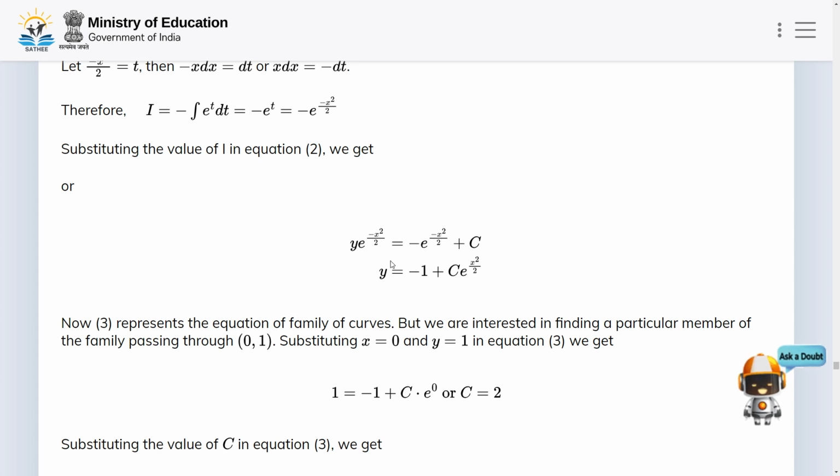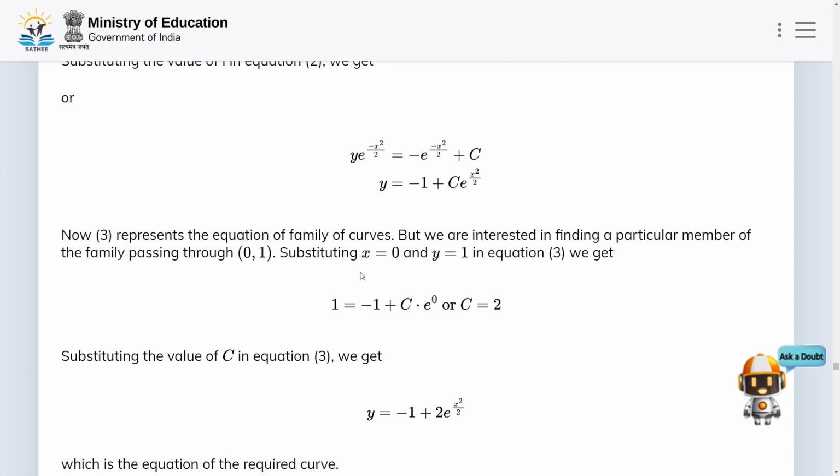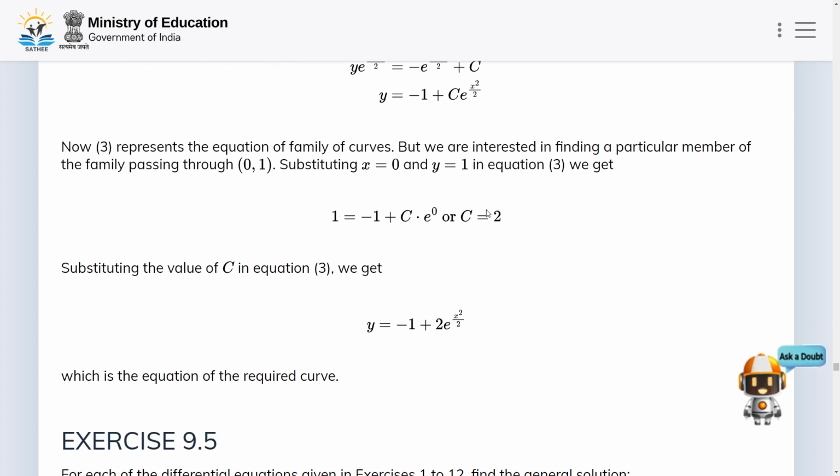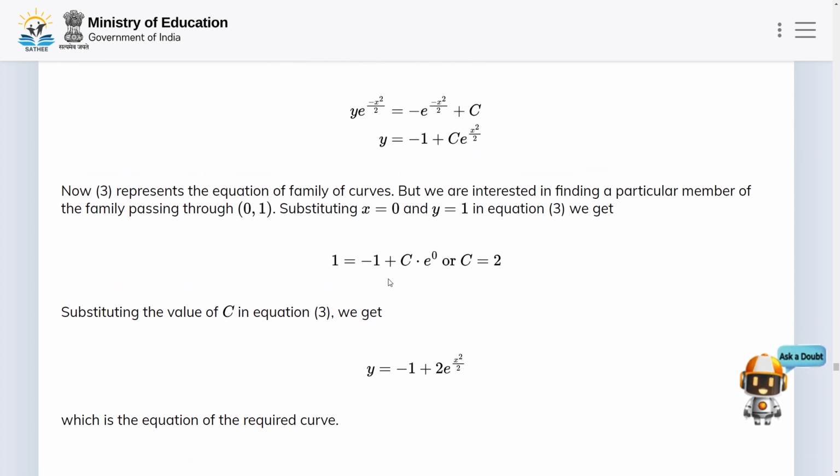What about the particular form? In order to get your particular form, you have to substitute the conditions, which is x is 0 then y is 1. So put x is 0, this will give you c is equals to 2. So c is 2. So your final or the particular solution will be y is equals to minus 1 plus 2 e power x square by 2. Clear? I hope it is clear.